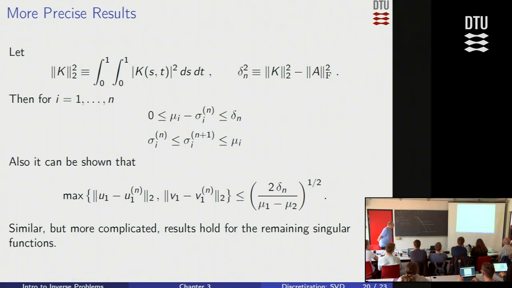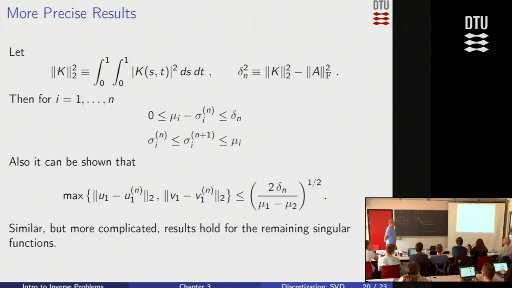So we have to define stuff. We have to define a norm of the kernel k. K is a function of two variables, so we have a double integral right there. So that's a 2 norm squared. It's defined like that. And the corresponding quantity for the matrix would be the Frobenius norm.